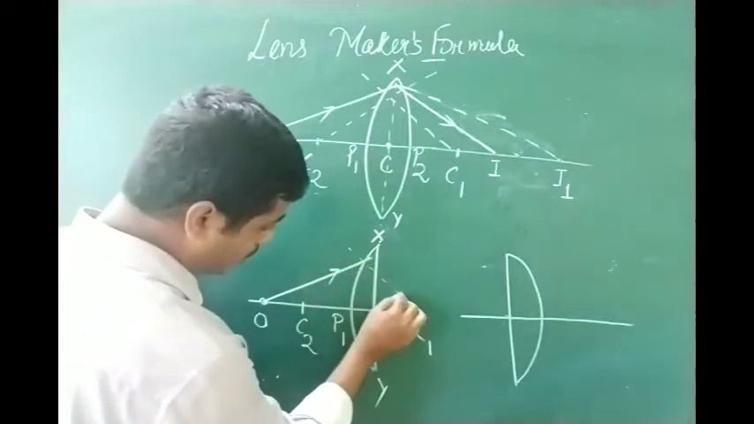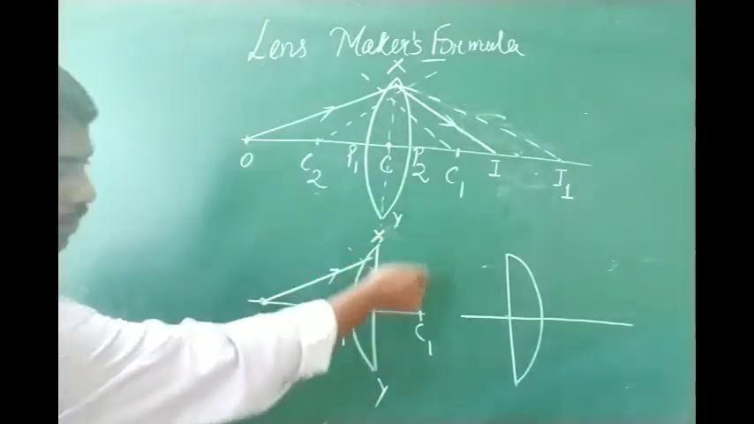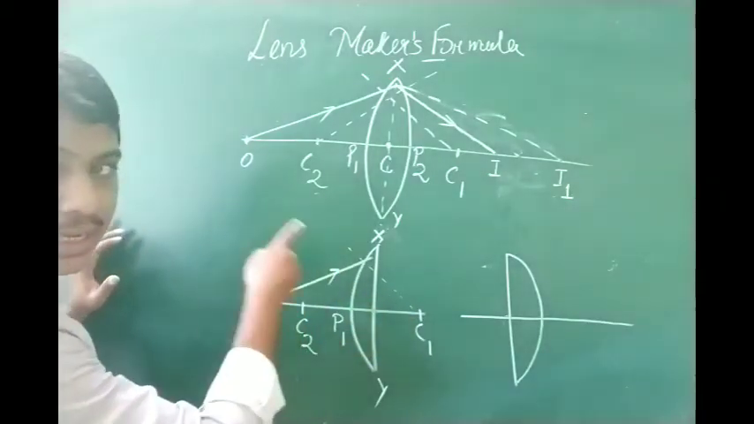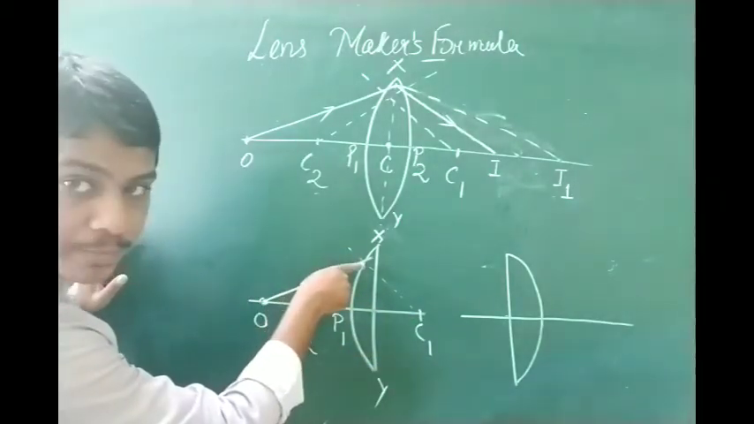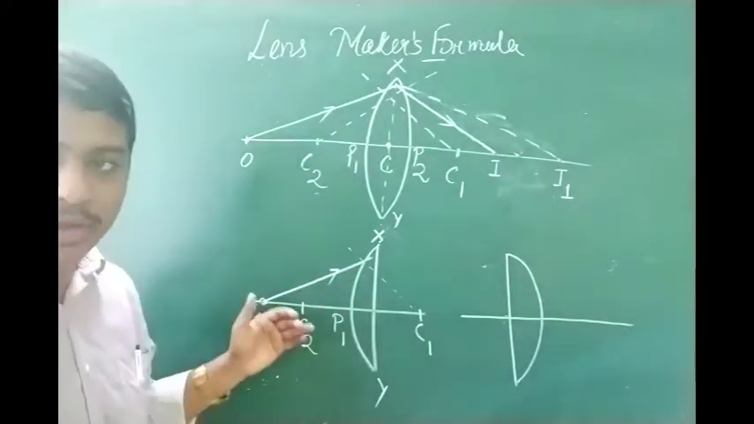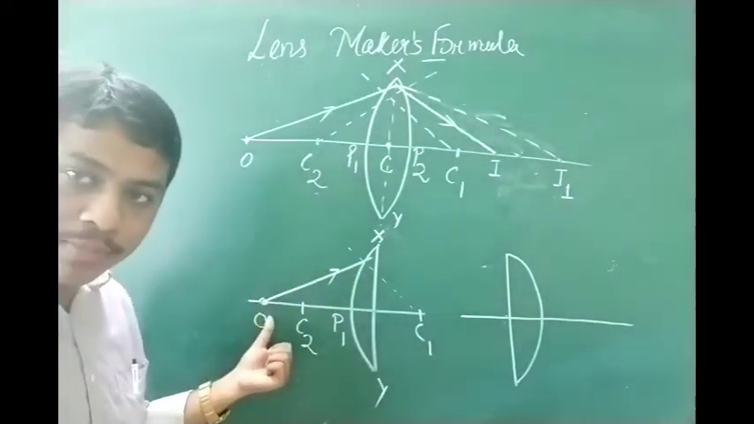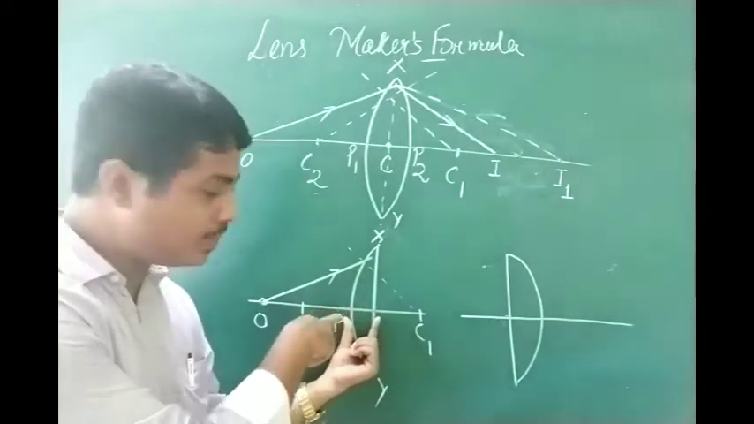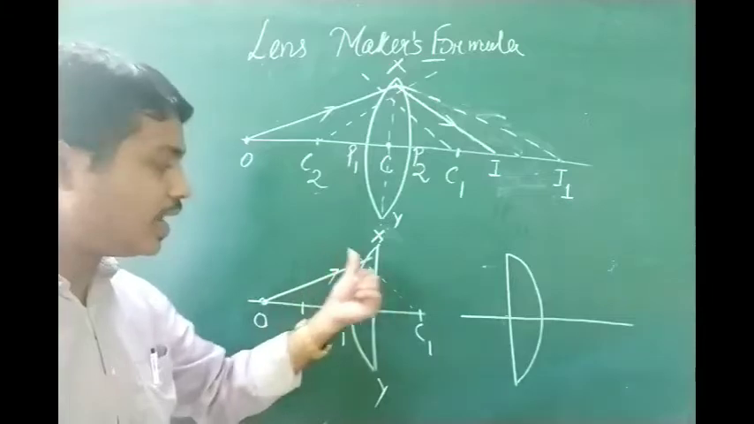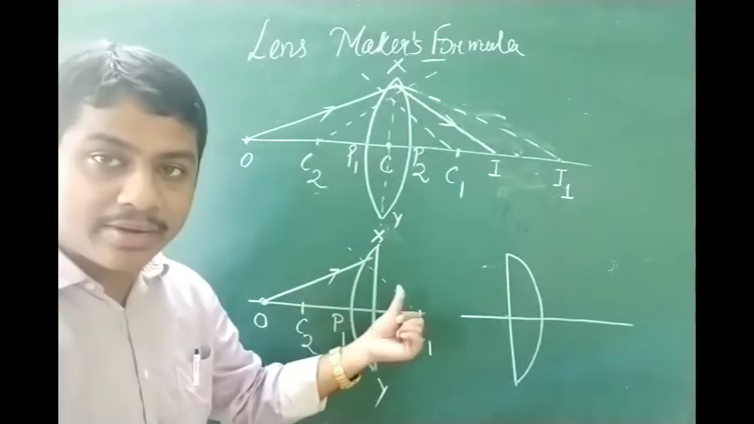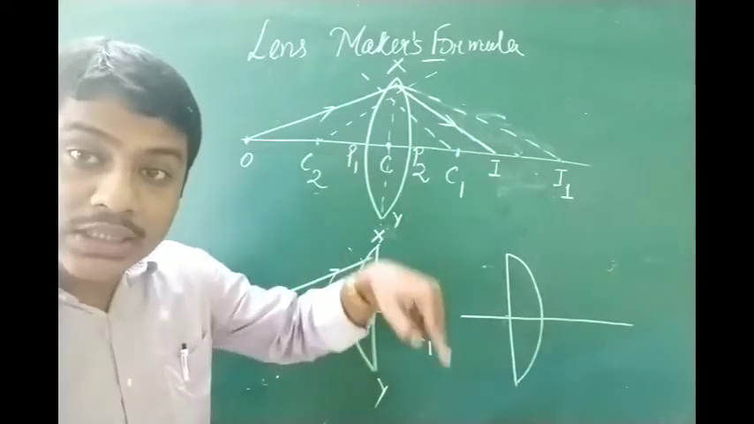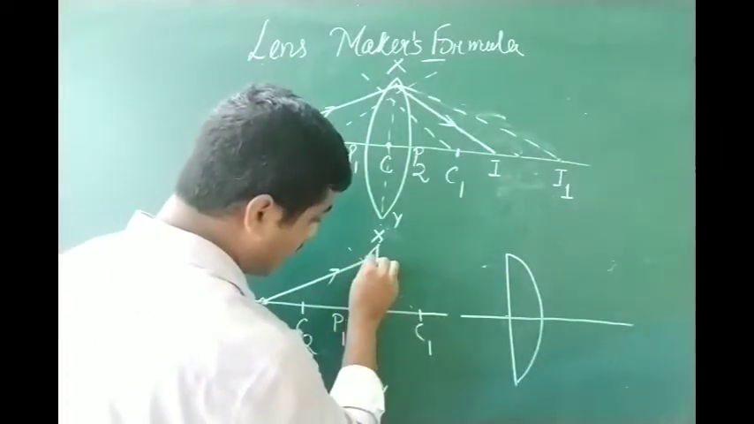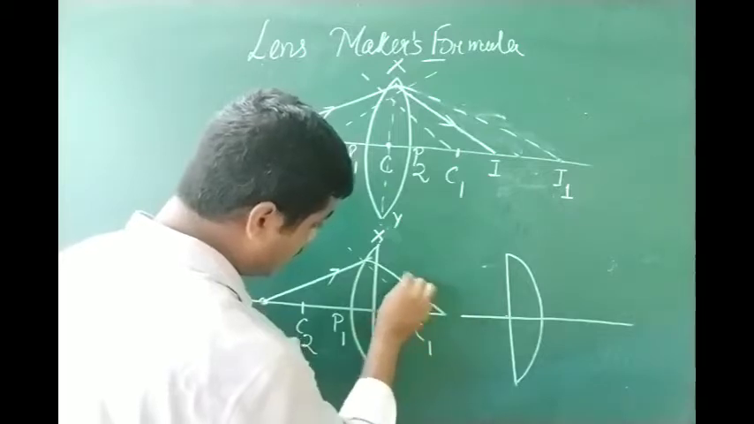So let me draw a normal here. I cannot draw this normal because the second part of the lens is not there. So from here, if I draw a normal, the light ray will bend from here, because as we know, when the light ray goes from the rarer to the denser medium, because this is a glass medium, the light ray bends towards the normal. This is your normal. So it will be bending towards the normal.